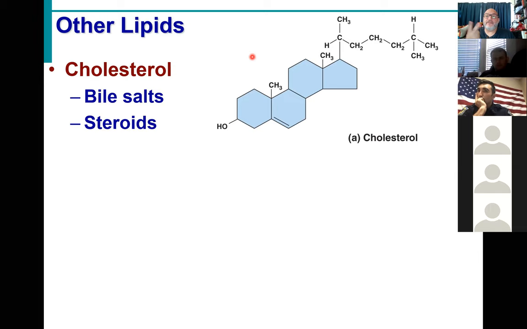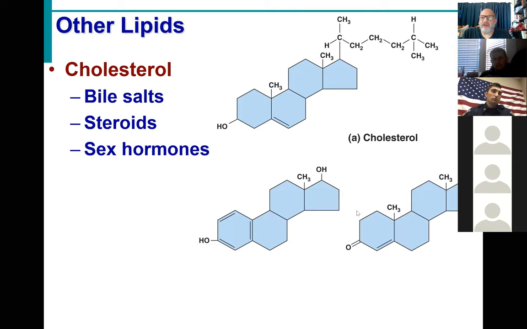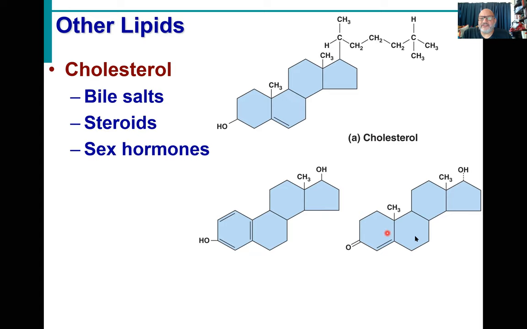Two of the important functions of cholesterol: one is to produce bile salts. Bile salts are an important molecule in our digestive system that helps us to digest fats. But the other thing cholesterol is used for is to make hormones, in particular steroid hormones. Notice here are two steroid hormones. We can see that they are made from cholesterol and that they both have the same four carbon rings, and really very minor differences in their functional groups. Their functional groups are almost identical.